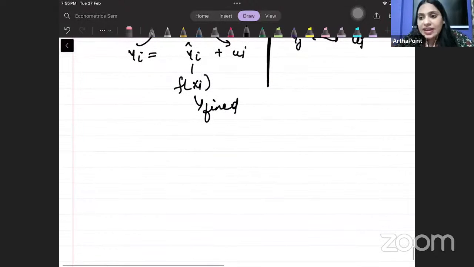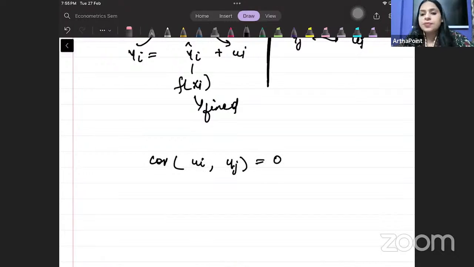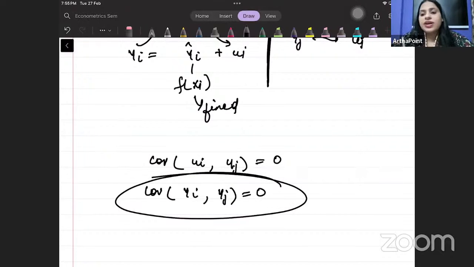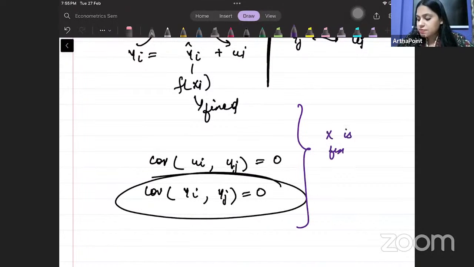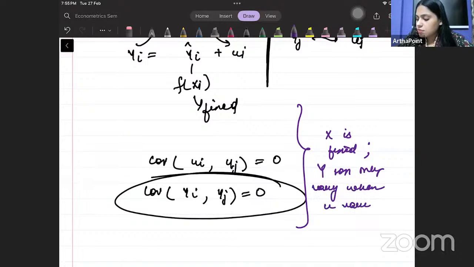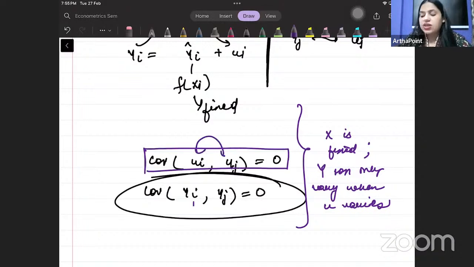Right? So indirectly, when I say that we don't want any relation between the two error terms, I am saying that we don't want any relationship between the two y's also. Since x is fixed, y can only vary when u varies. y सिर्फ तब वेरी करेगा जब u वेरी करेगा. So I can say that if the errors are not related with each other, y will also not be related to each other.